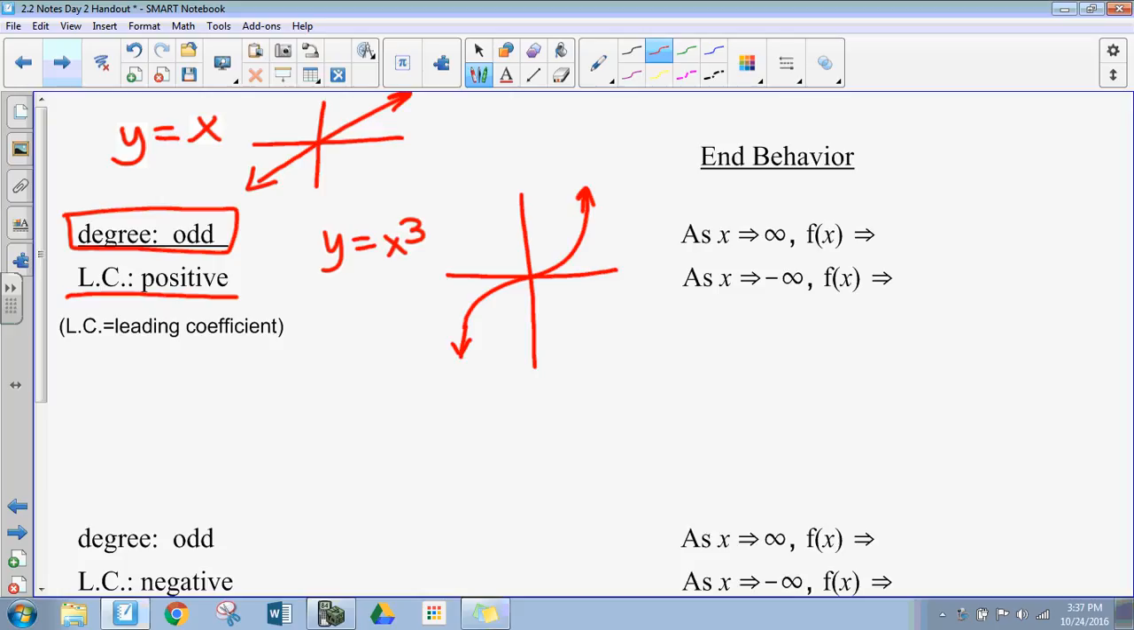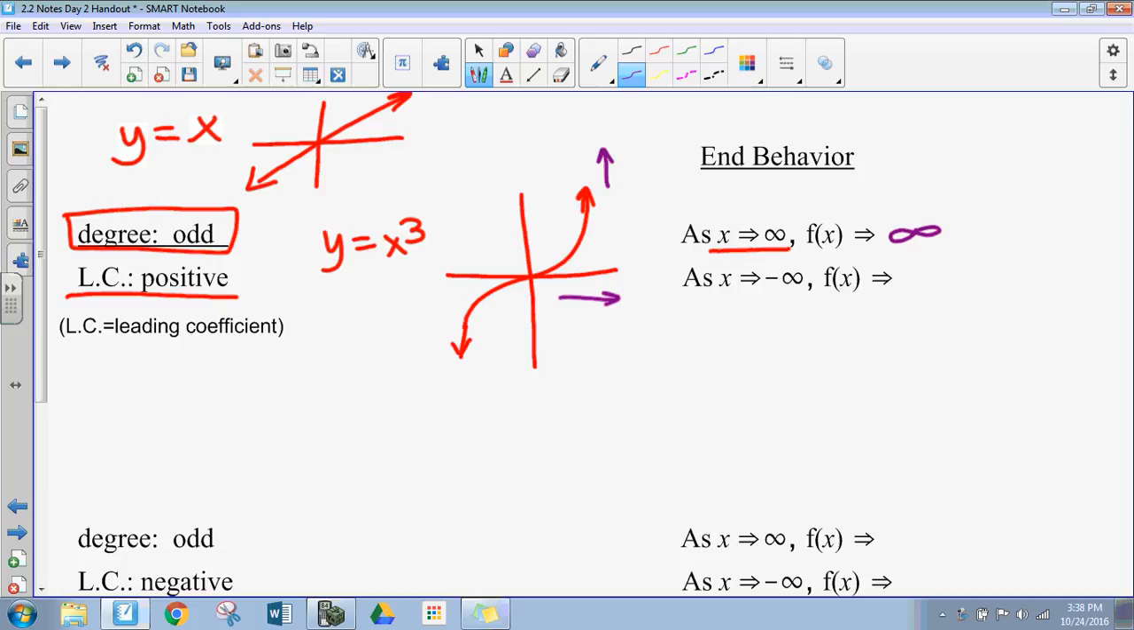As x is approaching positive infinity, that's going in this direction to the right. What is happening to f of x, or y? Well, my y's are going up all the way to infinity. So my f of x is approaching positive infinity. In your book, they do it the other way around. They say f of x approaches infinity as x goes to infinity, but make sure you write it the way we're doing it. This is the way I expect to see it in your homework.